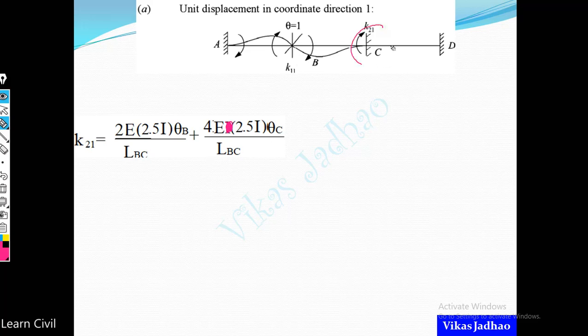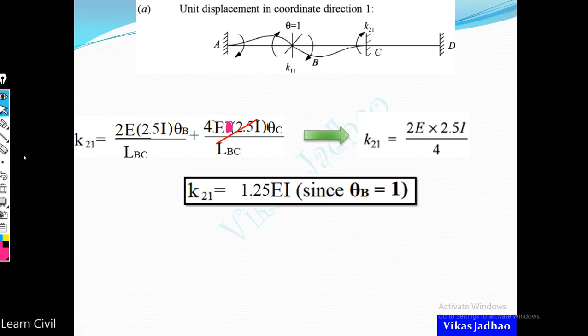Now we know that this support C is considered as a fixed support. Therefore this particular term will be 0 or cancelled. So we get K21 equal to twice EI into 2.5 I divided by span BC, that is 4 meters. So we get the value of K21 equal to 1.25 EI.